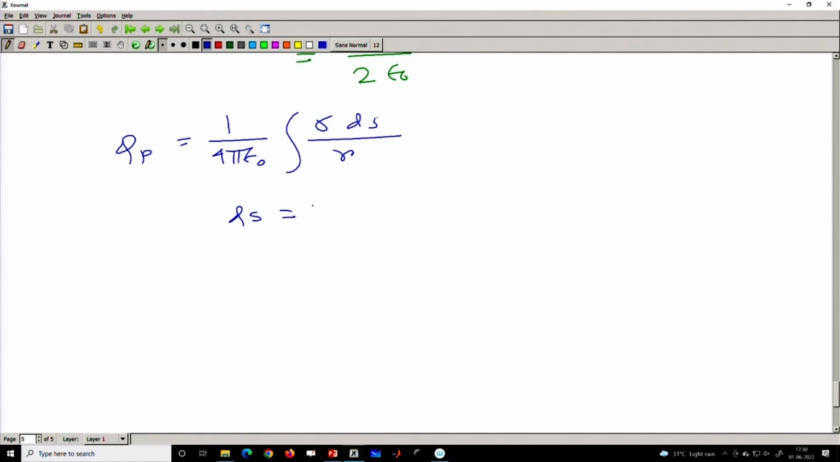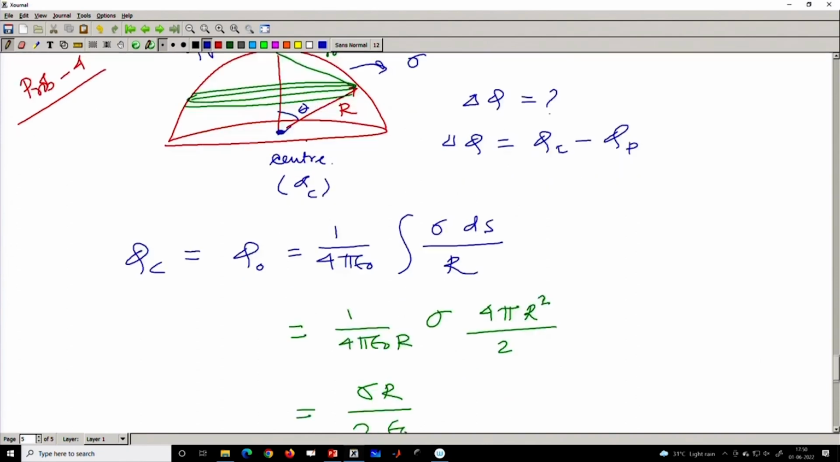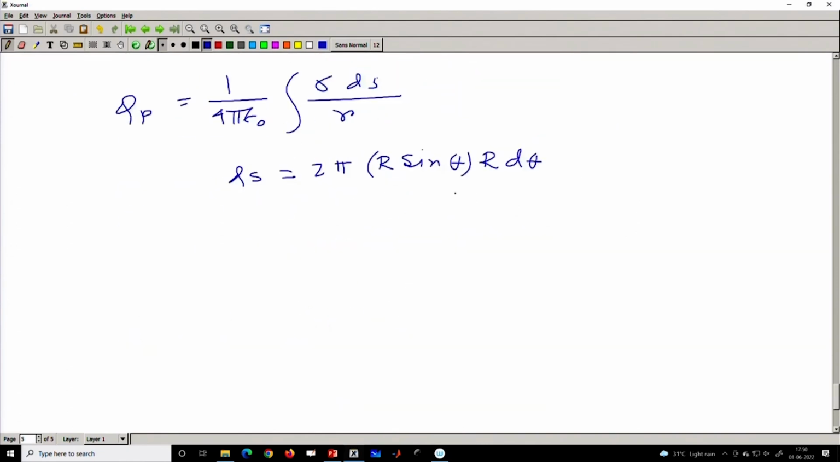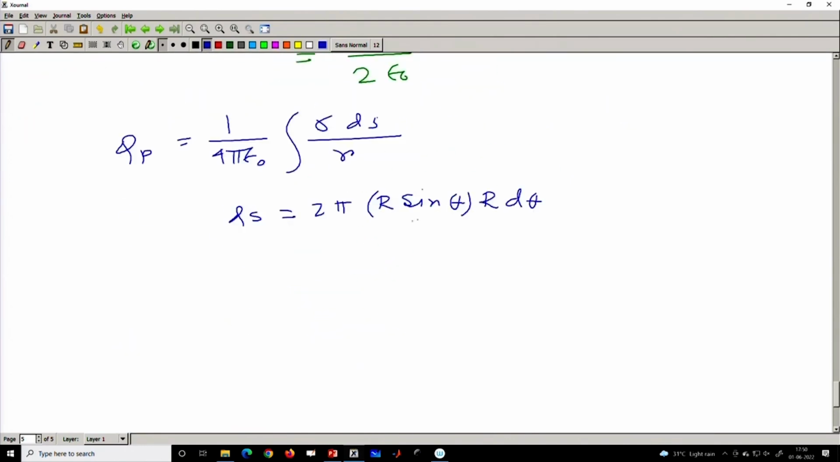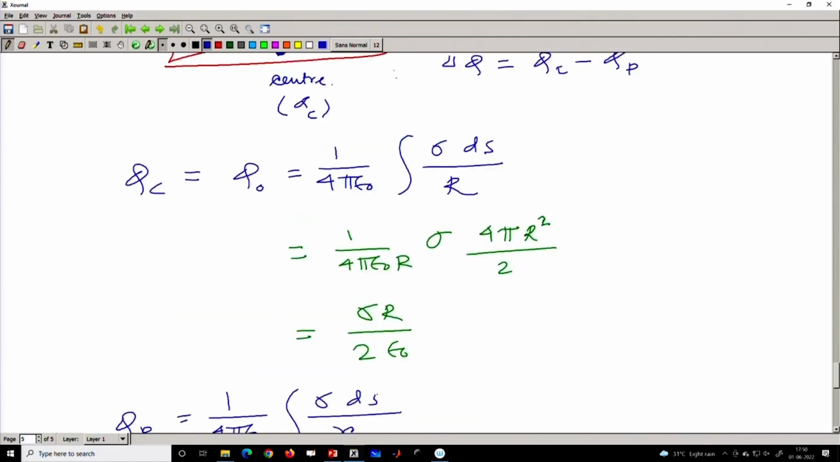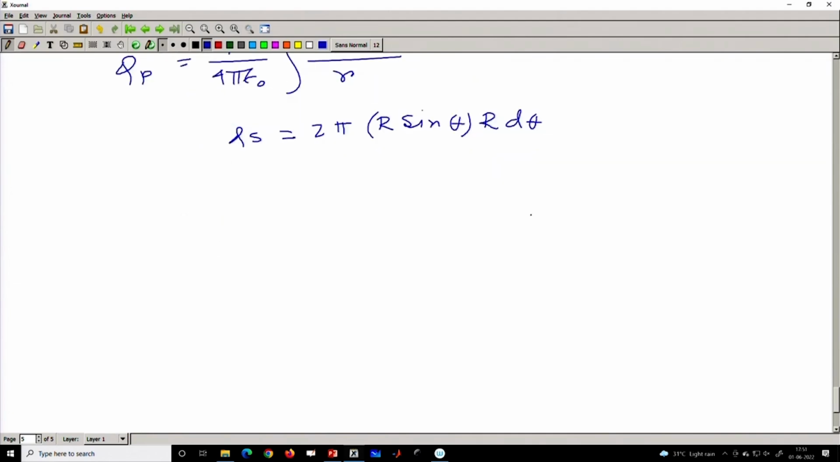Now, here ds is simply 2 pi multiplied by r sin theta and then r d theta, because this angle, if it is theta, then if I calculate this surface area, it should be r sin theta, because I am taking from here to here this distance, and then r d theta is this strip, this portion of the strip. So, it should be the surface area of this small section.